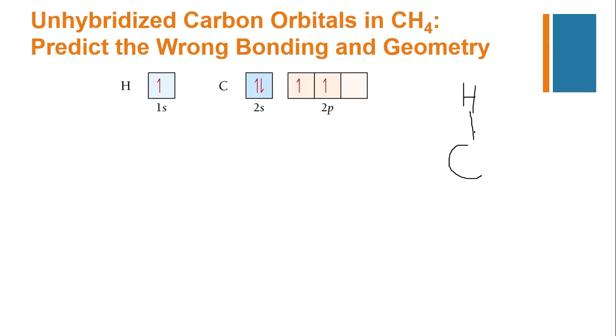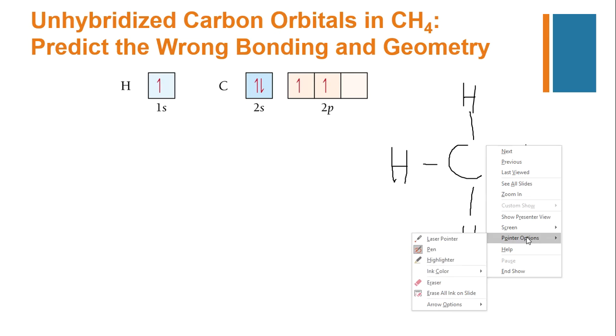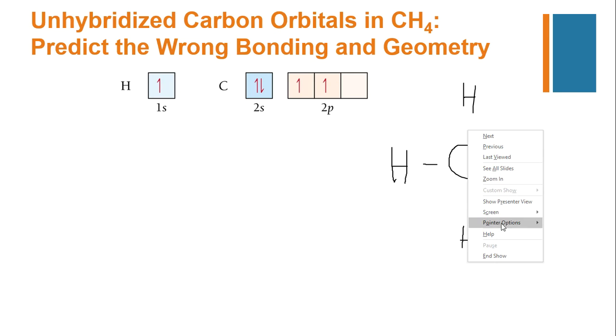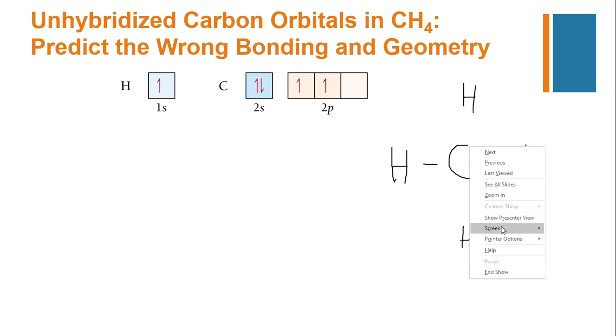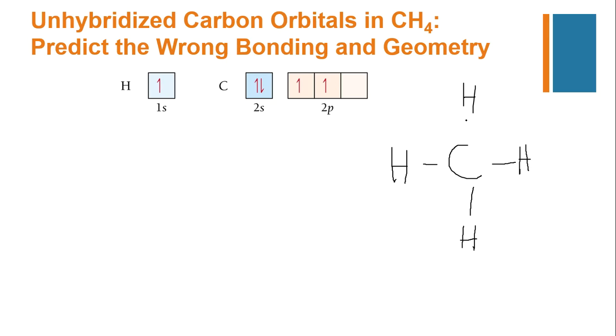So we got carbon in the middle, 1, 2, 3, 4 hydrogens. Okay. So we know this is what methane looks like. Just want to make this a little prettier. There we go. Okay. So if we think about the geometry of methane, we see that it has 4 bonding groups. We know that's going to be a tetrahedral molecule. So that's what the Lewis theory predicts.